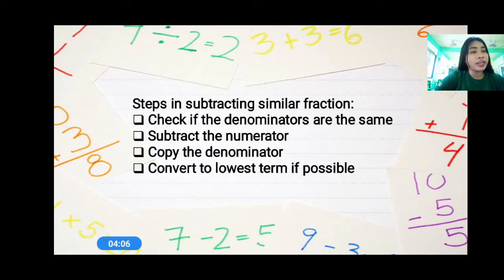Do you understand? Again, the steps in subtracting similar fractions are: first, check if the denominators are the same. Next, if they are the same, subtract the numerators. And then, copy the denominator. And remember that if the fraction can be converted to lowest term, then you have to convert it to lowest term if it is possible.